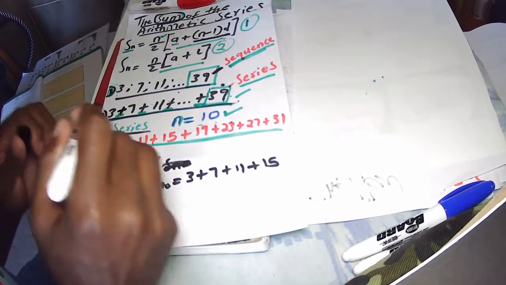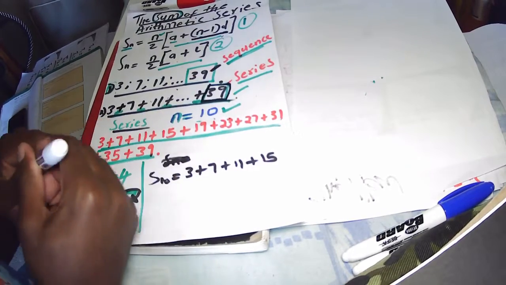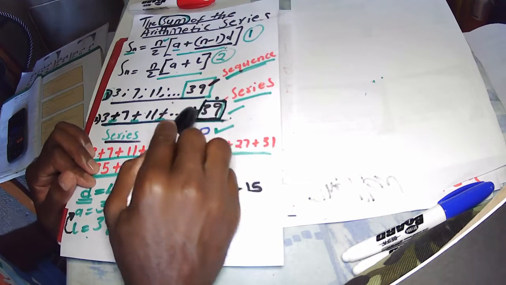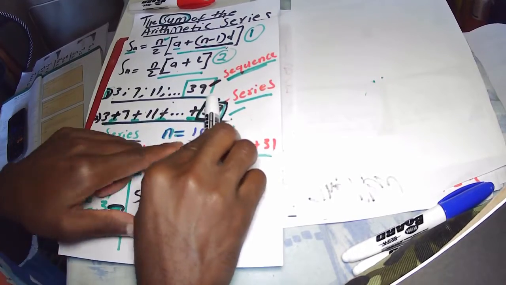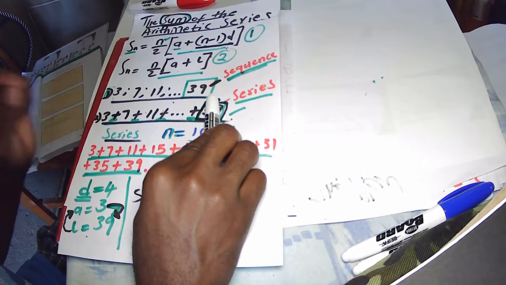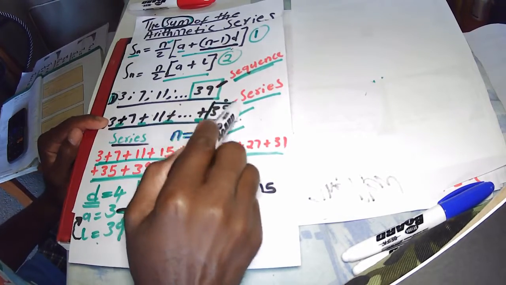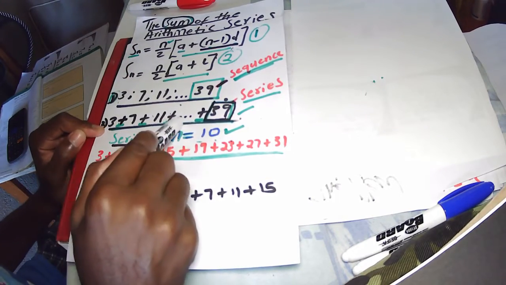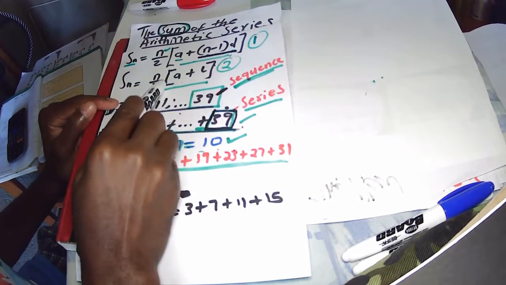What do I mean by last term? If you look at this series in the box, we have 39 as the last term, so we know the last term. Let's assume the 39 was not here and we just had dots without a term after them. That means we don't know the last term. But in this case 39 is our last term, so to calculate the sum of this arithmetic series we can use formula number 2.